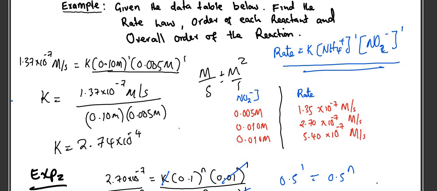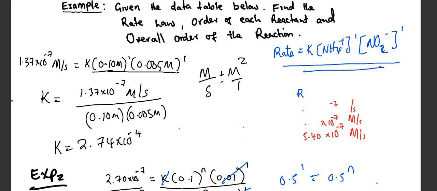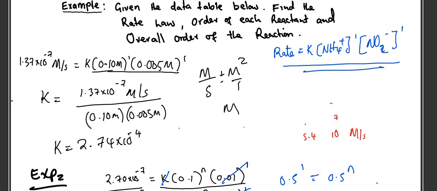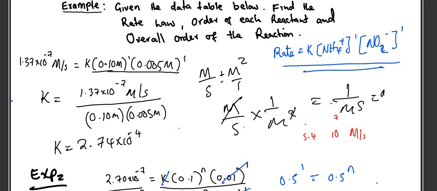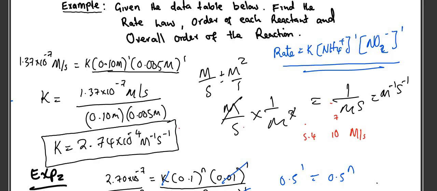When you do your dimensional analysis, the units of the rate constant are simply going to be per molarity per second. Here it's going to be M over s times 1 over M squared. 1 M and 1 M cancel, so it's just 1 over M·s. This is the same as per molarity per second. So these will be the units of the rate constant. So this is simply the rate constant connecting the rate of the reaction and the concentrations of the reactants.